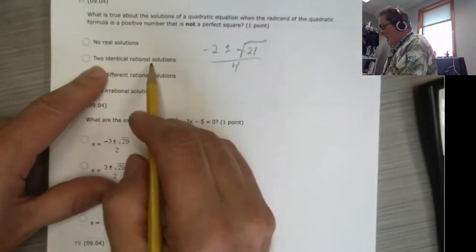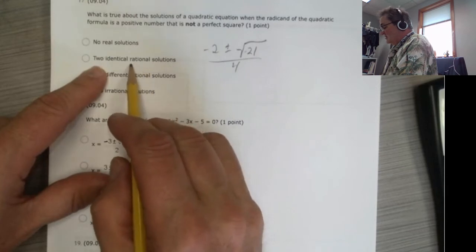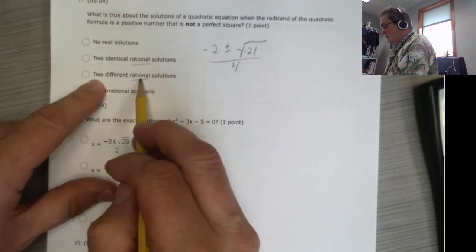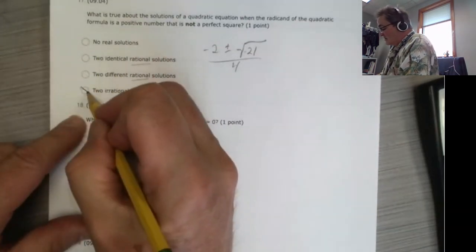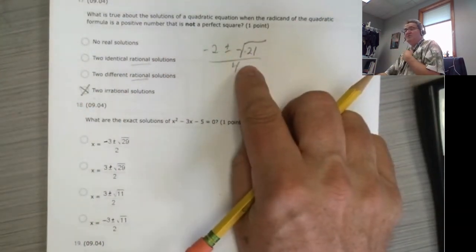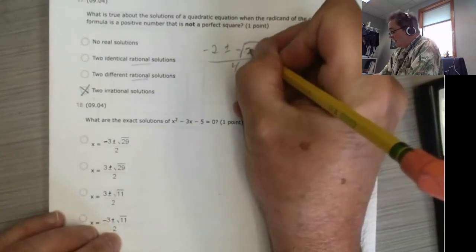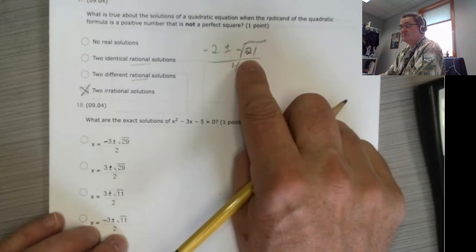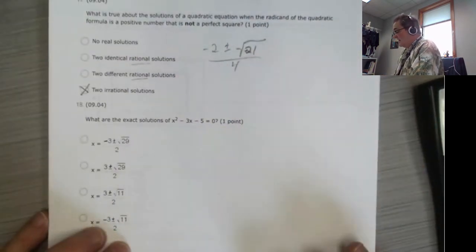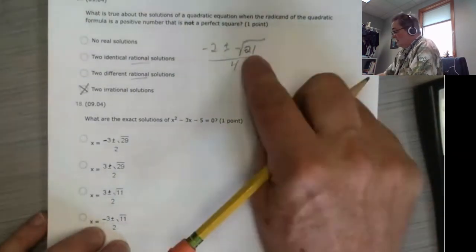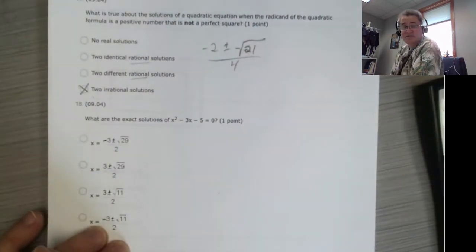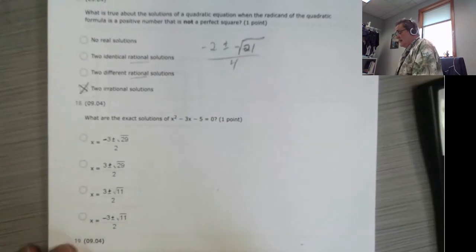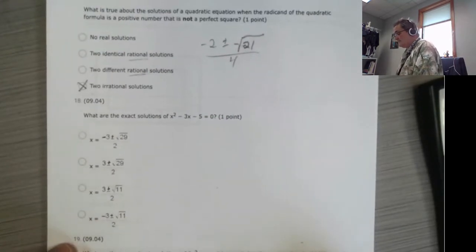Two identical rational solutions. Well, rational solutions would be a whole number, right? And two different rationals, that would be a whole number. We have two irrational solutions, which means we do have solutions, but they are not nice integers. They are something with some numbers that we cannot easily represent with a fraction or anything. The square root of 21 is not something we can represent with a fraction, so that makes it irrational. And so that is two irrational solutions.